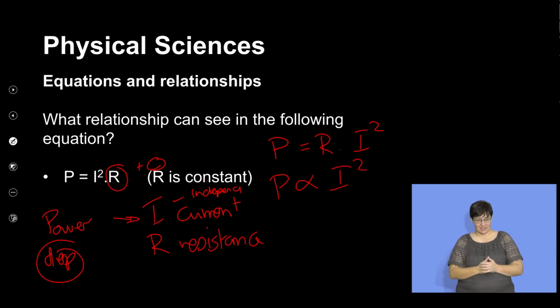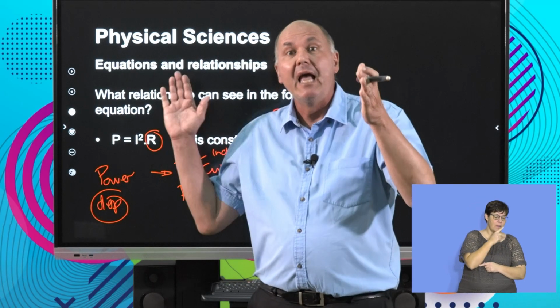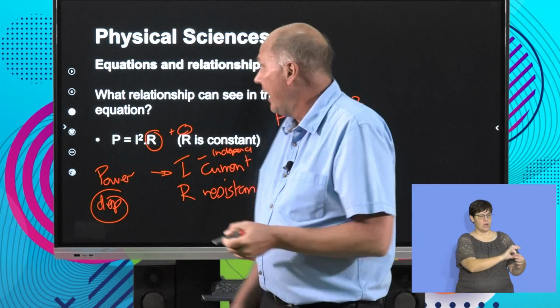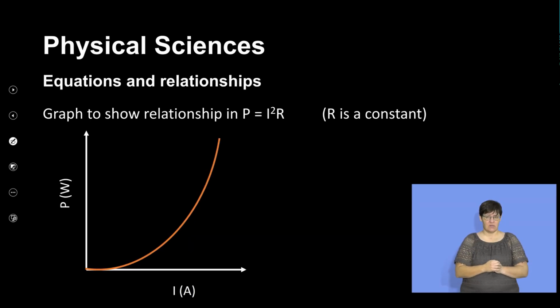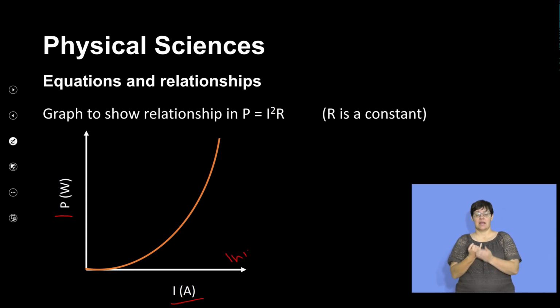Okay. Now, if we were to look at the graph from the data, we might be tempted to say, so what's the relationship between P and I? And if we did that, we'd get this sort of graph. P against I, where I is the independent, because it's on the horizontal, and P is the dependent, it's on the vertical.